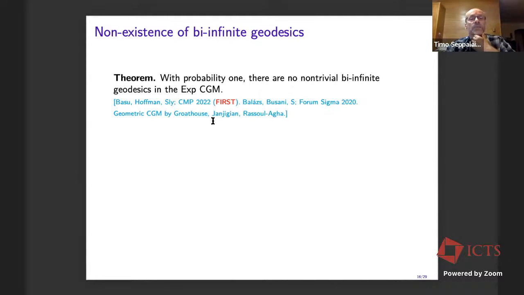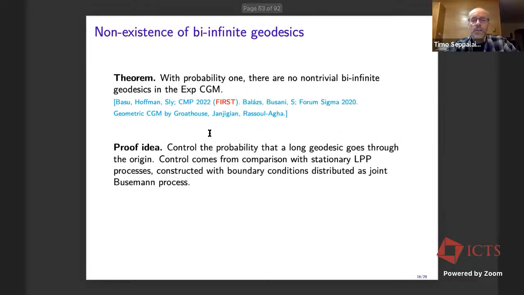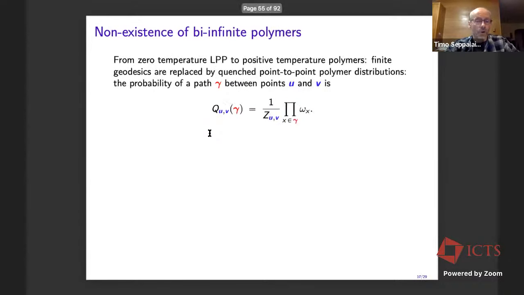And then afterwards, the result was also proved for the geometric corner growth model by Firas, Chris, and Firas' student, Sean Grothaus. So the proof idea is what I just said, that you use the stationary LPP process to control the i.i.d. one. And our proof also extends to positive temperature. So let me here, in this one single slide, touch briefly upon positive temperature. You know what this means by now, at least on some level, from Jura's talk yesterday.